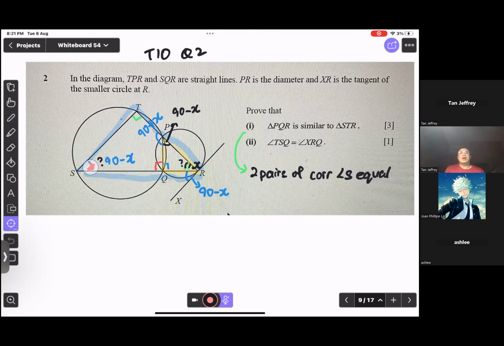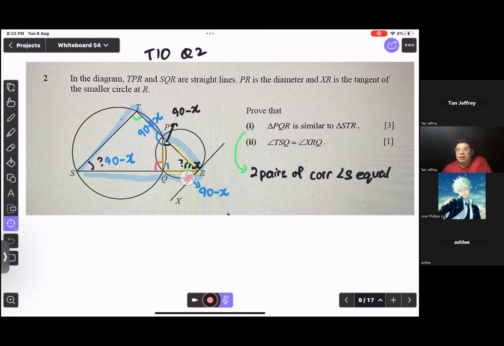It's a cyclic quadrilateral. So if this is 90 minus X, adjacent angles on a straight line, this is 90 plus X. Then this 90 plus X and this will become 90 minus X, because they must add up to 180. Then you can look at the alternate segment theorem. This is 90 minus X, therefore this is 90 minus X. So you can see that these two are equal. TSQ and QRX are equal.